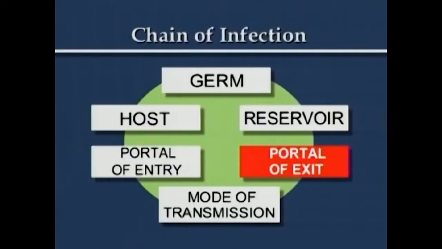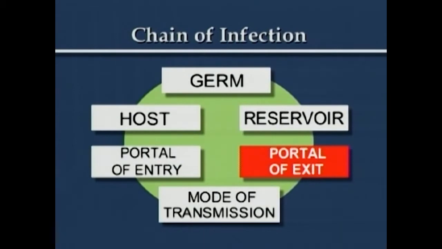Once the germ becomes abundant enough in its reservoir, it then needs a portal of exit, a way to get out of that reservoir. The portal of exit could be through direct contact, or of course in the case of a human body, the portal of exit could be through the mouth, the nose, in feces, in urine, of course as we breathe, or even through our skin.